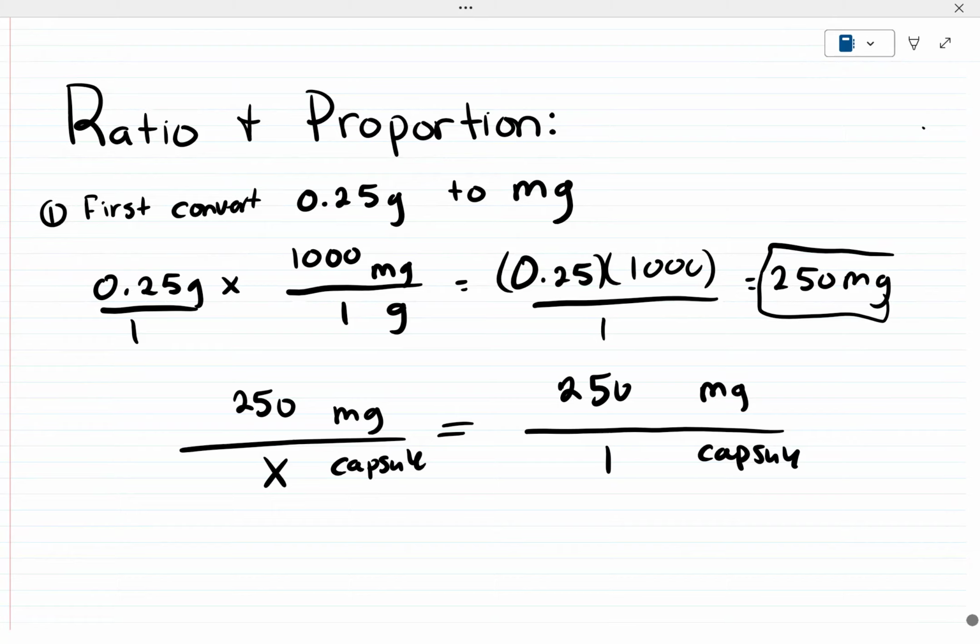Okay, and then go ahead and cross multiply. So 250 times x is 250x. And then 1 times 250 is 250. Divide this by 250, 250, and you get 1 capsule.